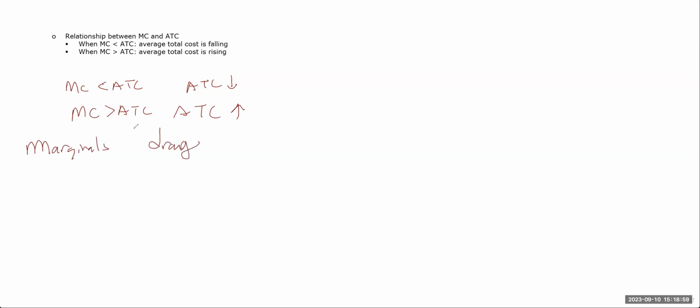When marginal cost is less than average total cost, average total cost is falling. When marginal cost is greater than average total cost, average total cost is going up. Okay, this is the basic concept: the marginals drag the average. I'll explain this to you two different ways.